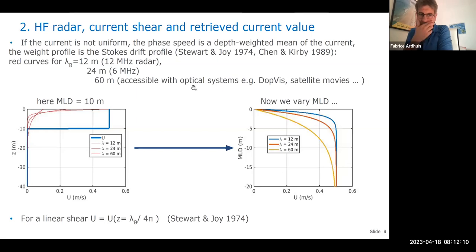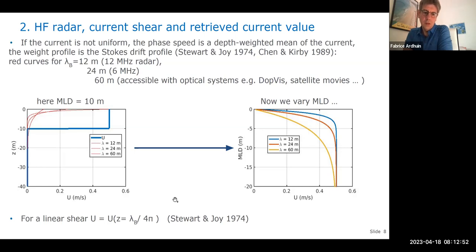All right, so the one thing we know about HF radars is that if the current is not uniform, the phase speed is a depth-weighted mean of the current, and the weighting profile is these red lines here on the left. So if you imagine a situation with a mixed layer depth with a current U going from 0.5 meter per second to 0 below 10 meter depth, and you're sampling your ocean with different wavelengths, so 12 meters, 24 meters, and 60 meters, you would get, for this mixed layer depth of 10 meters, 3 different values for the different wavelengths. And now if you change the mixed layer depth, you get different magnitudes of the current.